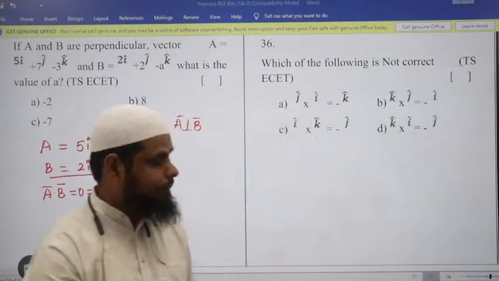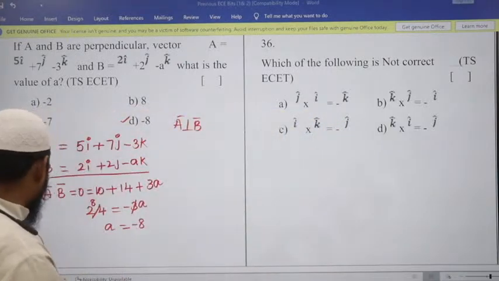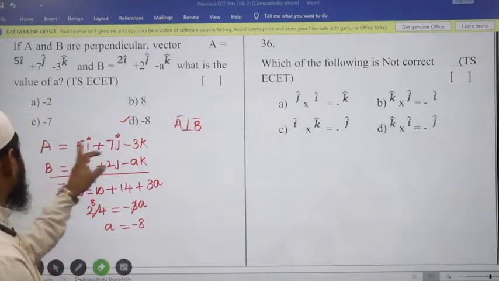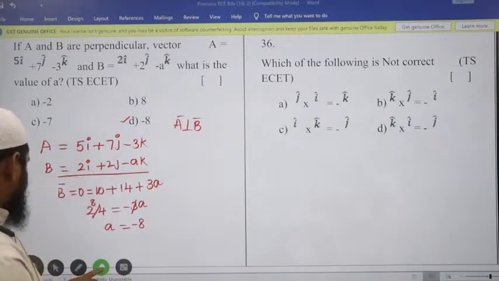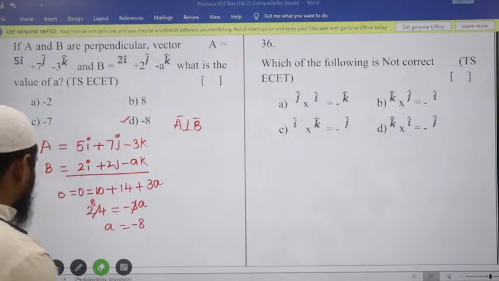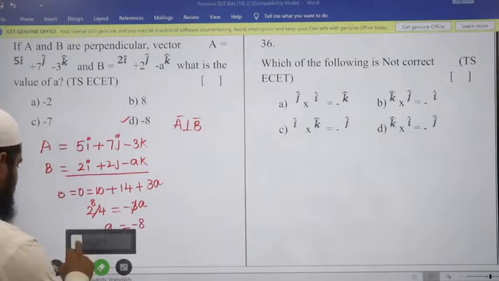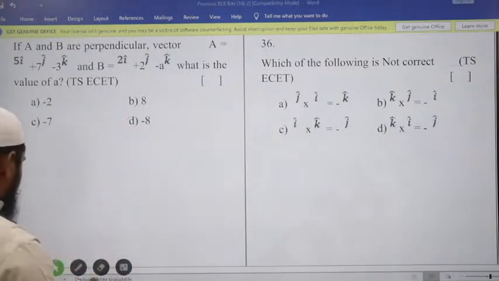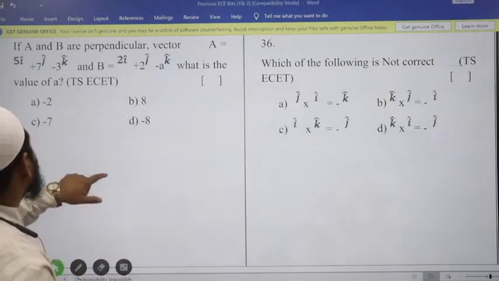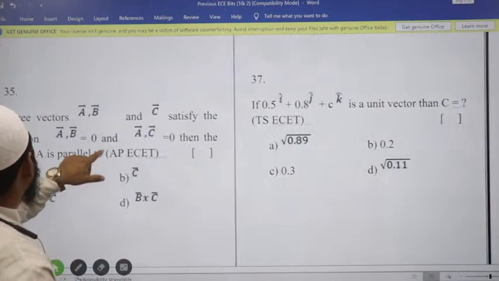Very good. Fine. Move on to the next problem, 35.